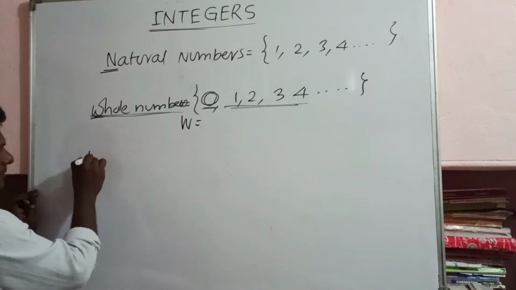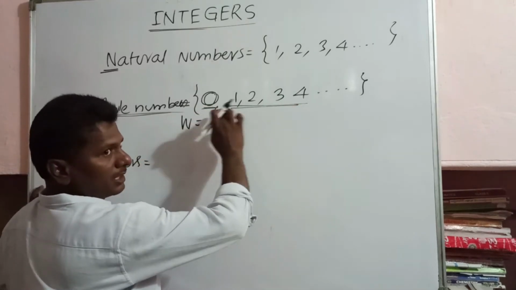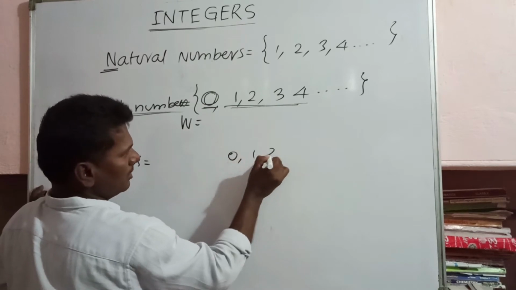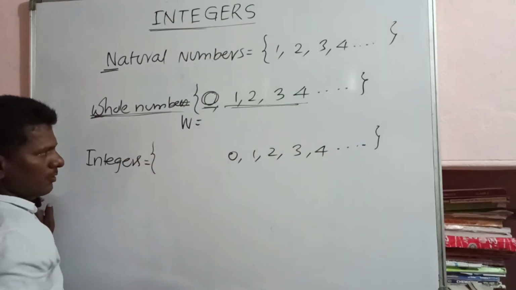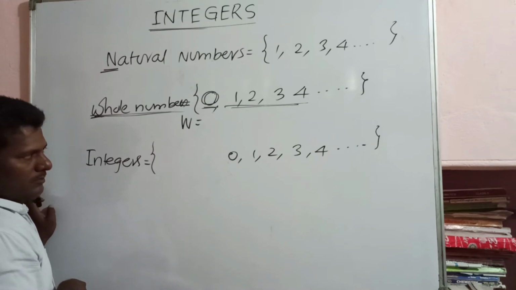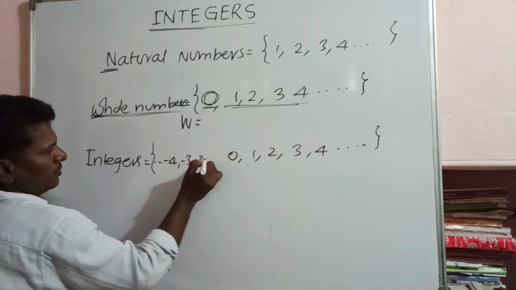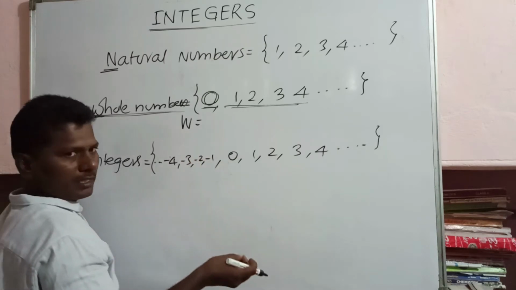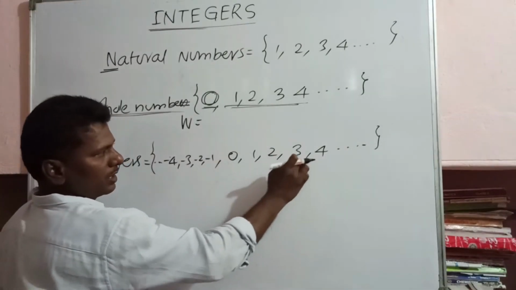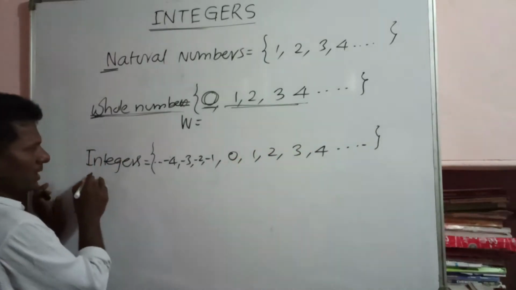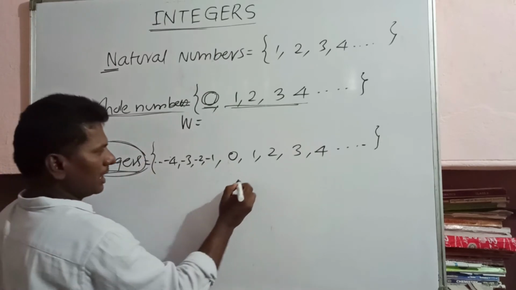Now integers. I am writing these digits as they are: 0, 1, 2, 3, 4 and so on. Now I am adding some negative numbers: -4, -3, -2, -1. I added negative numbers to these whole numbers 0, 1, 2, 3, 4. So this set becomes integers. The set of integers is denoted by the letter Z.